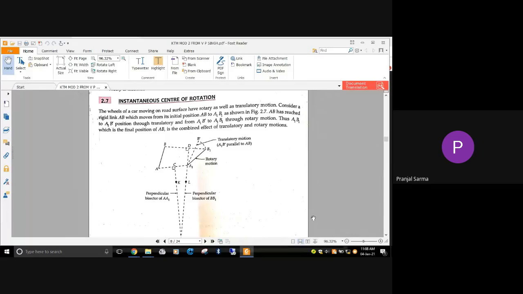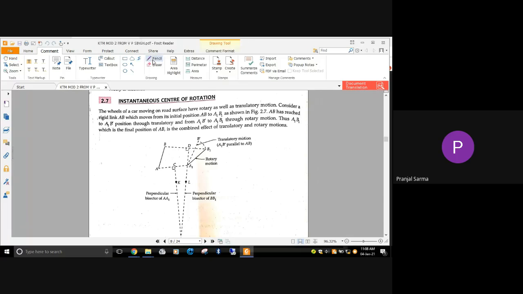I believe this figure is visible to everyone. Here we are showing this link AB in its initial position, and A1 B1 is the final position of this particular motion. Let's consider a rigid link AB which is moving from the initial position AB to the final position A1 B1. You can see from this figure that apart from this linear displacement, it has also rotated some.